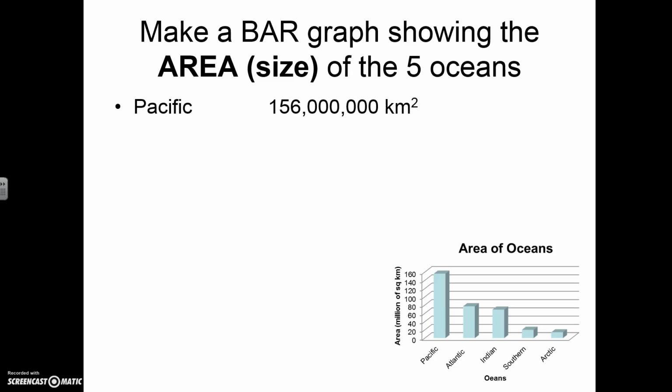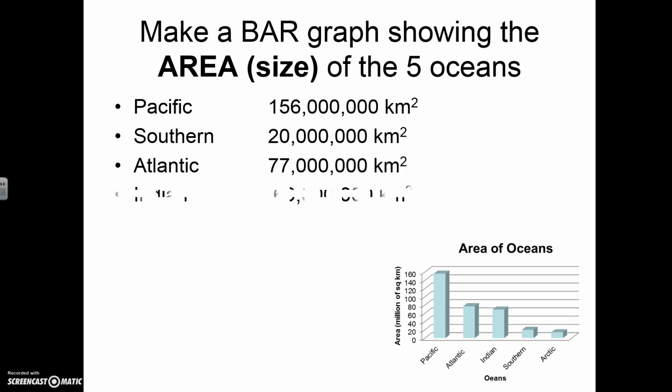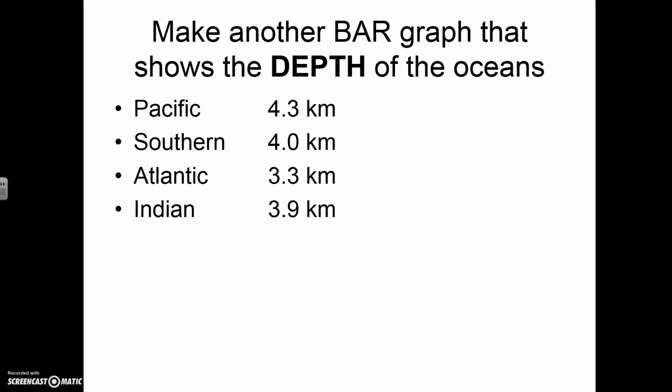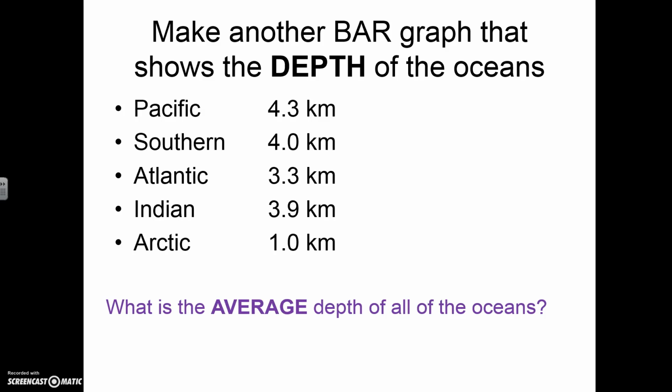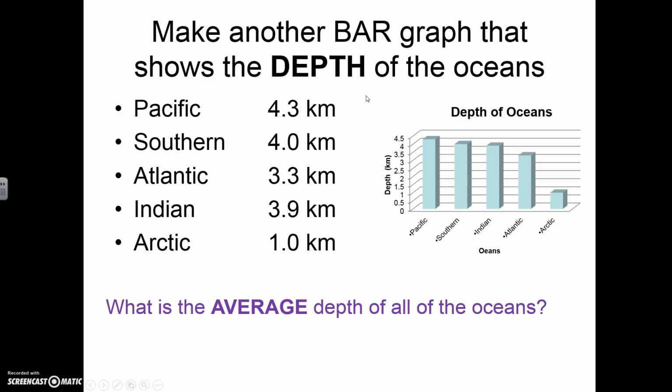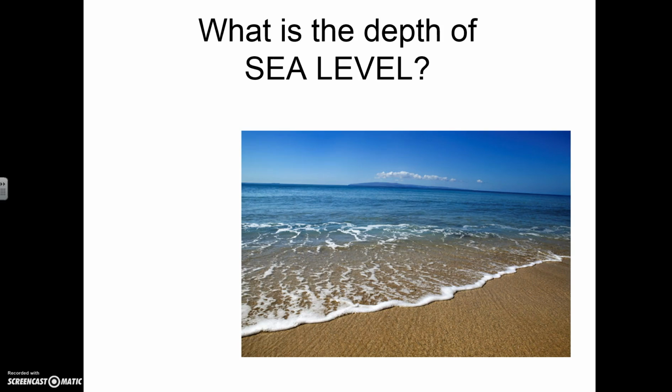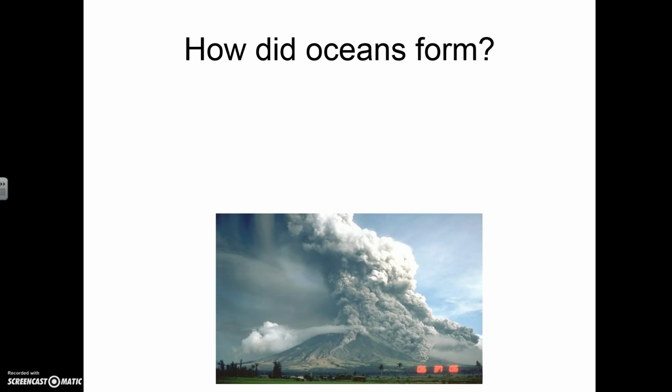We are not going to make a bar graph now on the back of the sheet, so don't worry about it. We're going to do those 2 bar graphs later on depth and also biggest. Just know that the Pacific is the biggest and also the deepest. The average depth of all of the oceans is 3.3 kilometers, so that's pretty deep. What is the depth of sea level? That is 0 kilometers because sea level means it's right at sea level. So that's where the water is. So it's 0 kilometers deep.